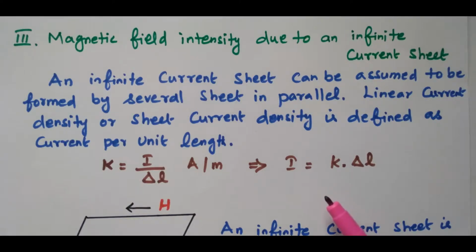So we have an infinite current sheet available. We assume that there are n number of sheets available in parallel. The current density is nothing but current per unit length, ampere per meter. From that we can find current equal to the current density into delta L, I equal to K into delta L. Now we'll see the diagram.